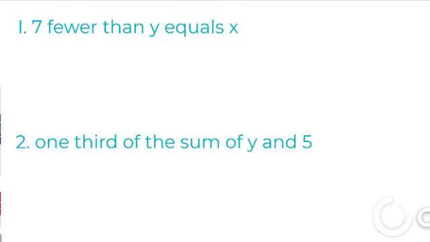So in this first practice problem, the first thing we see is 7 fewer than y. So automatically, fewer than, we know that it's referring to subtraction. And 7 fewer than y, we know that means y minus 7. Next, we see equals, which obviously refers to an equal sign. And lastly, we see x. So this would be the equation that you can create from this word problem.